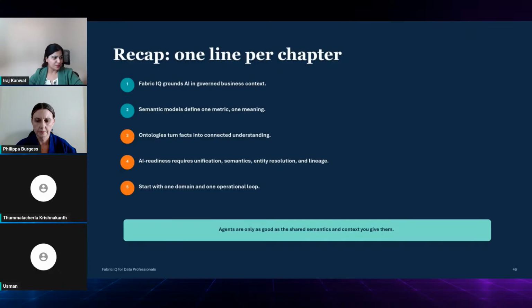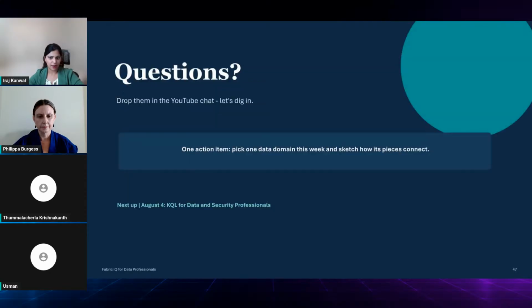And yeah, that is what I wanted to cover in today's session. I hope you all take away some good understanding of the Fabric IQ ontology and semantic model. And I'm happy to take questions now.